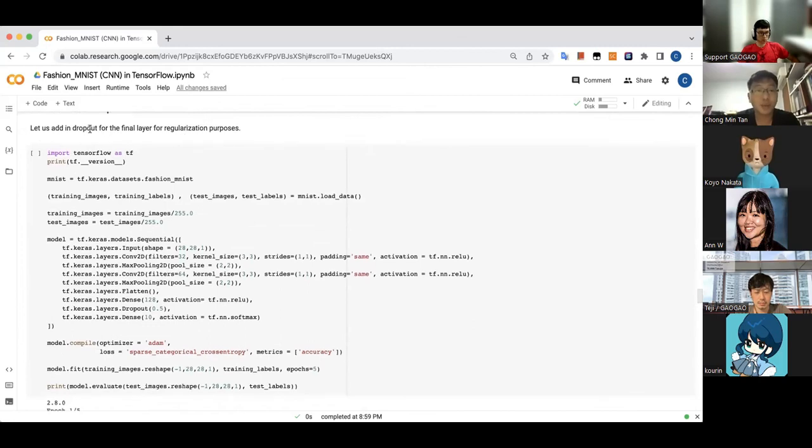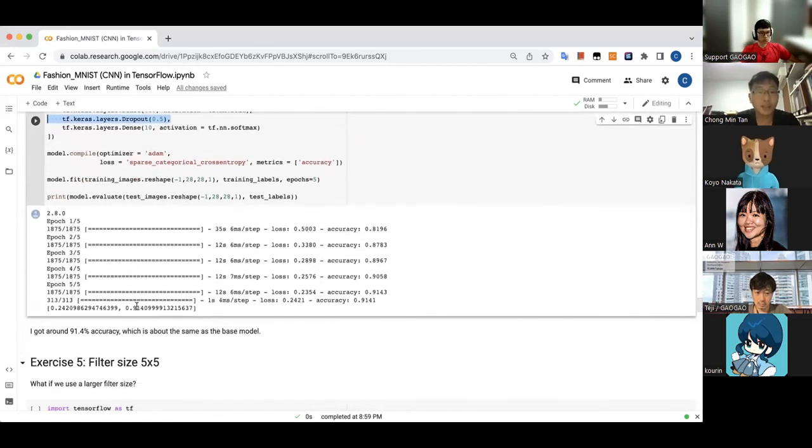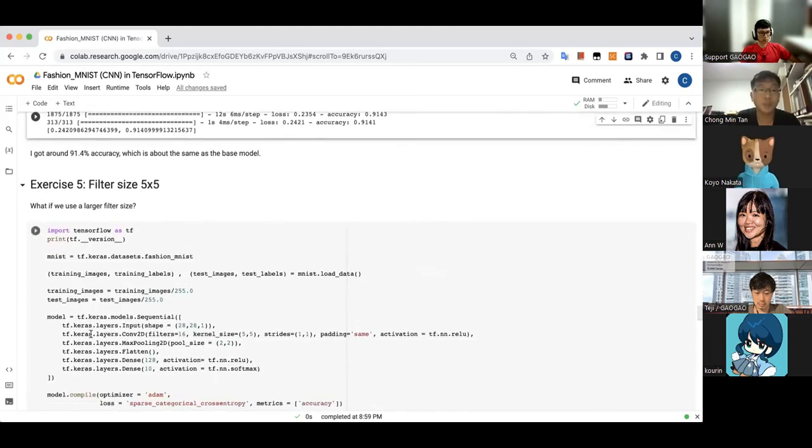Now we add dropout in the final layer here. We add one more dropout. So this is how we add a dropout layer. And then what we get is about 91.4, around the same. So dropout actually didn't really help much for this problem.